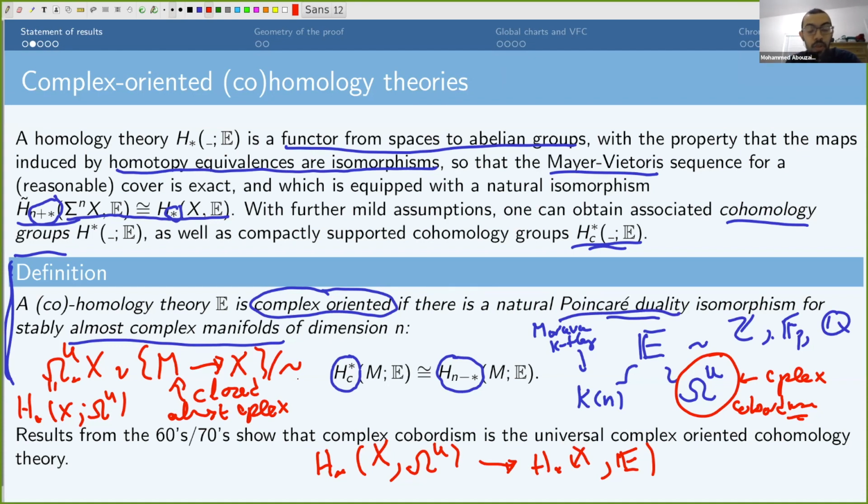And the reason this is going to be important for us is twofold. One is that symplectic manifolds have almost complex structures. Hence, they have stable almost complex structures. Hence, they satisfy Poincaré duality for these theories. But also, in some sense more importantly, the moduli spaces of pseudo-holomorphic curves have this natural structure. And we'll come back to that in a moment.